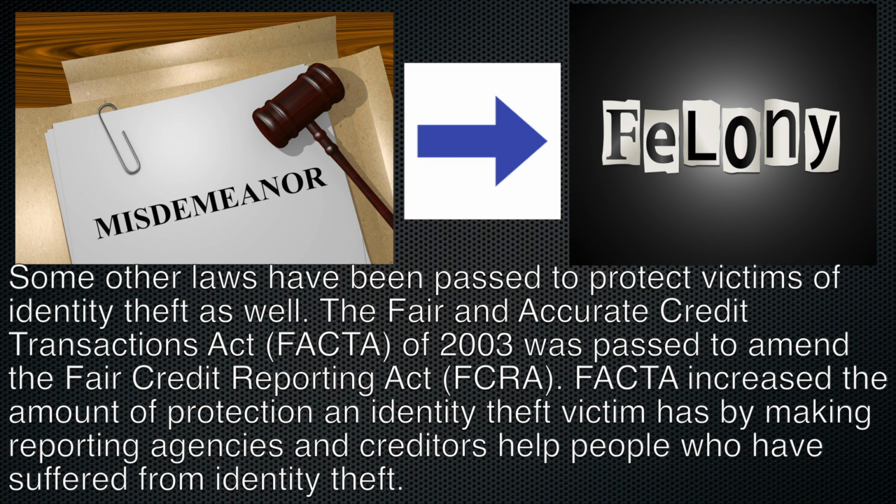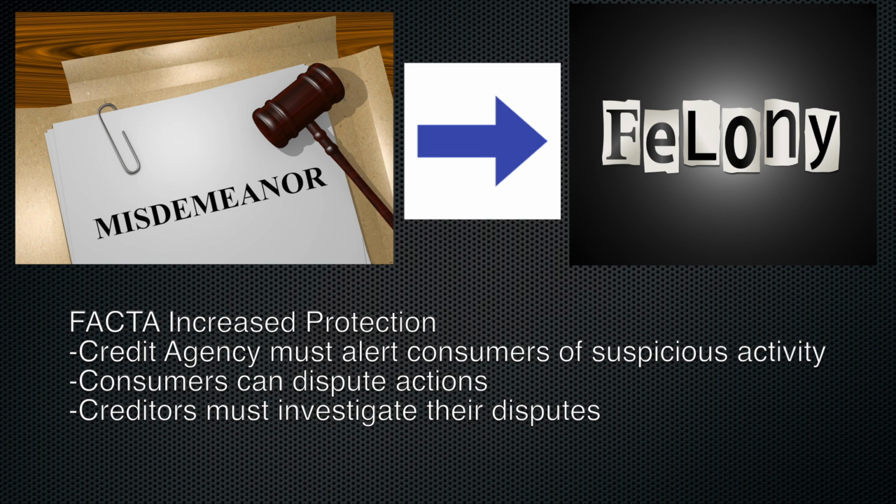Some other laws have been passed to protect victims of identity theft as well. The Fair and Accurate Credit Transaction Act of 2003 was passed to amend the Fair Credit Reporting Act. FACTA increased the amount of protection an identity theft victim has by making reporting agencies and creditors help people who have suffered from identity theft. If a creditor or agency comes across any suspicious activity on a consumer's account, they are now required to let the consumer know that they are a possible victim of identity theft. If consumers, while reviewing their bank or credit statements, find a purchase that they did not make, they now have the right to dispute the action that was taken on their account, and agencies are required to investigate the claims and fix any inaccurate information.